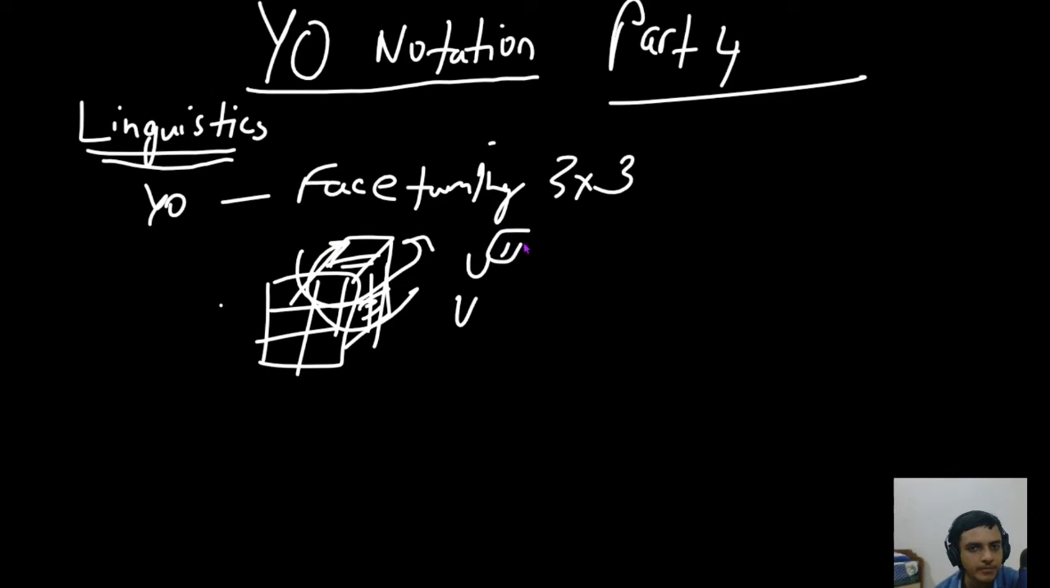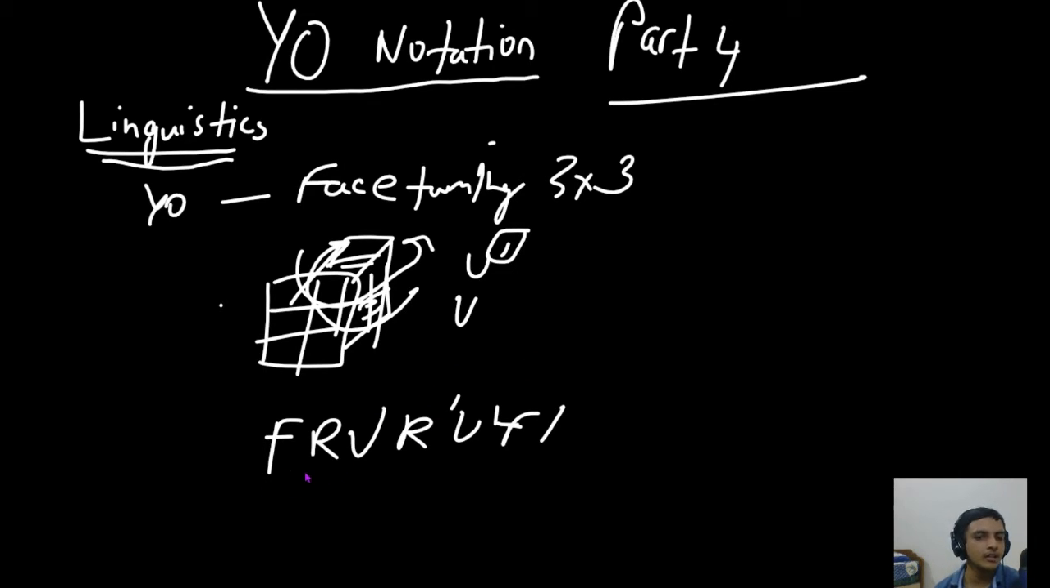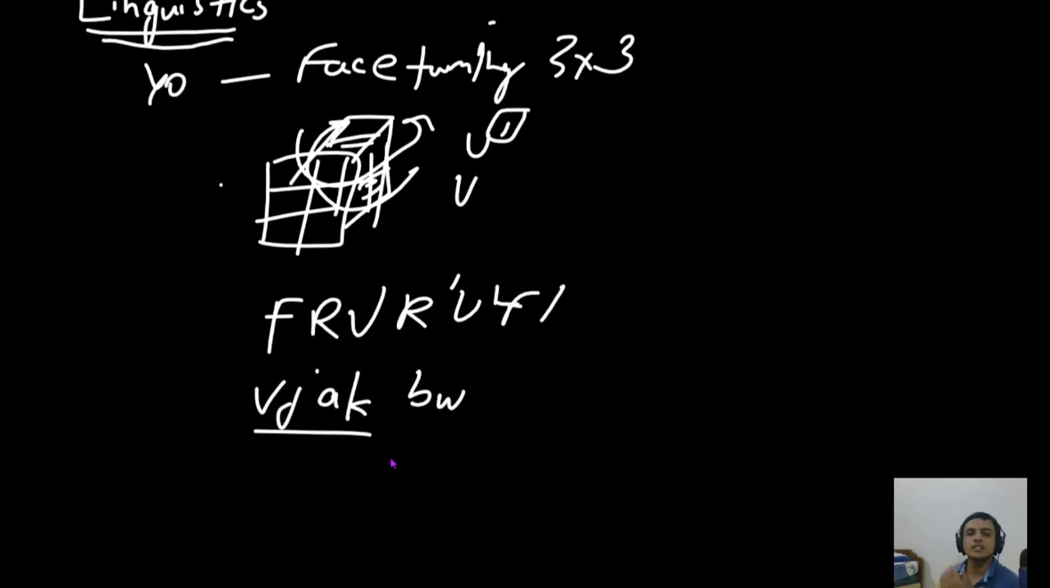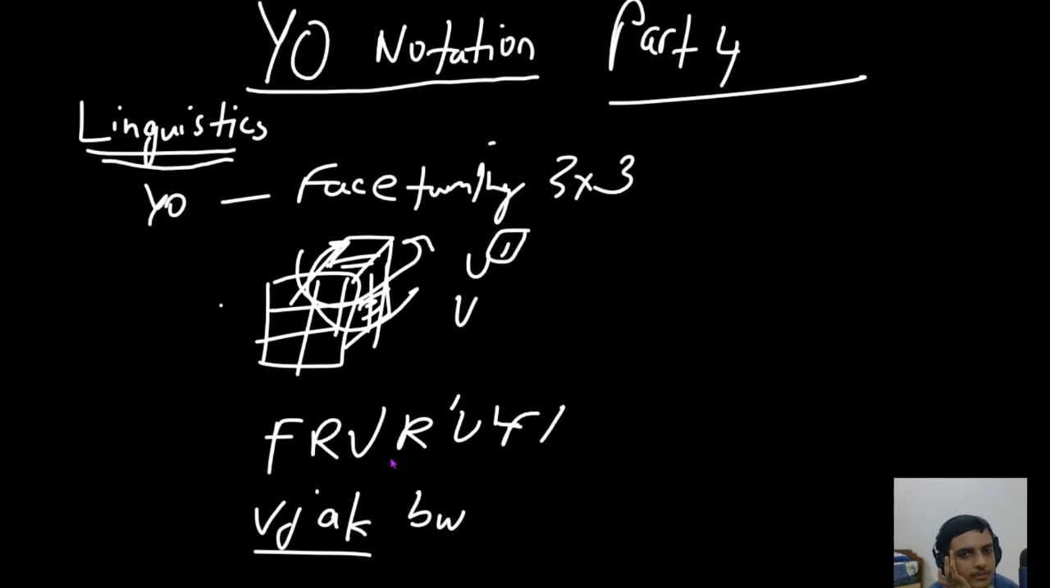But the thing is, this prime makes it more difficult to memorize if you have some kind of sequence. Like F R U R prime U prime F prime. This is the common OLL algorithm or some kind of EO algorithm that people have. If you just want to remember it, people say it as fruruf, but remembering it in this way is not that great. So it's better to encode it in your notation, which will be V J A K and then B W. So it can be a dog named Wajak, and he's just saying bhau bhau. So yeah, that's just this action, and you're memorizing this algorithm.